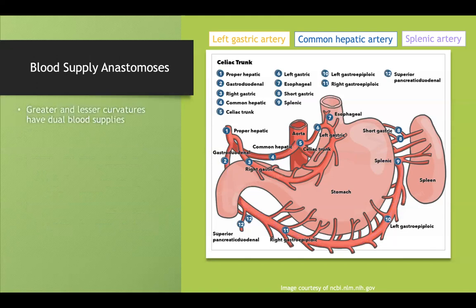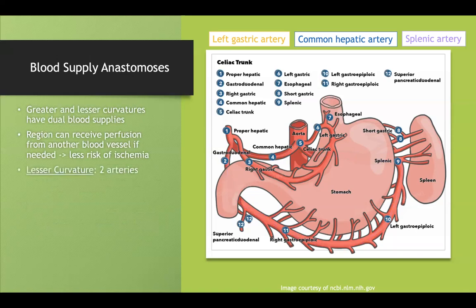So let's talk about how that works. And this is basically what I just said, is that there's dual supplies, and so there's less risk of ischemia. So for the lesser curvature, if we think about our left gastric coming into here, imagine that you have some sort of event causing obstruction at that X. Normally, we'd be worried about the region of tissue distal to this obstruction. But because there's collateral flow, this blood can come here and it can even bypass it and go a little bit further to help out. And so you're not going to get as much ischemia in that region.